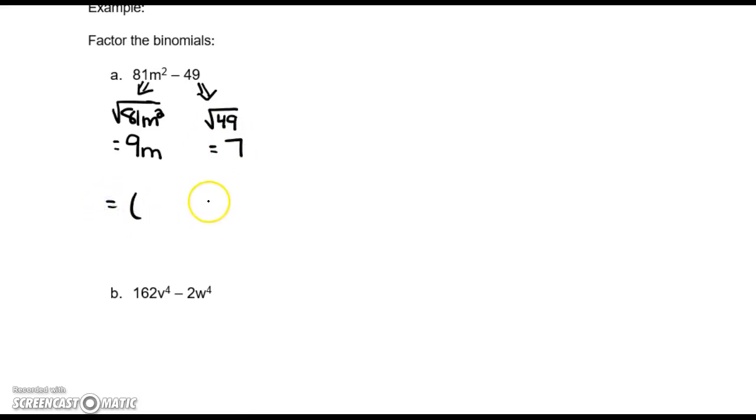Then you're going to draw two brackets. Your first term goes on the left side in each bracket, so you have 9m and 9m. Our second term goes on the right side. Then we separate one with a plus sign, one with a minus sign. And here is our fully factored form.